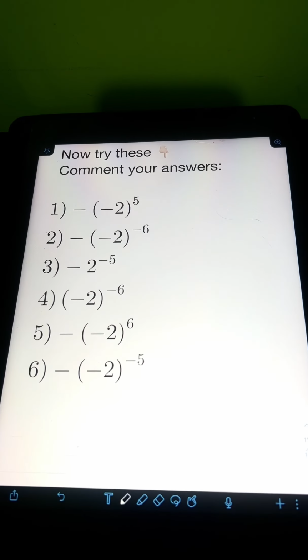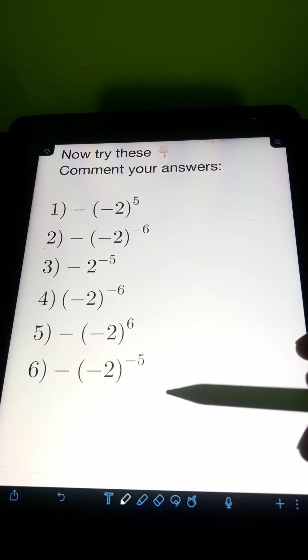Okay, now it's your turn to try to solve these problems and just comment your answers.